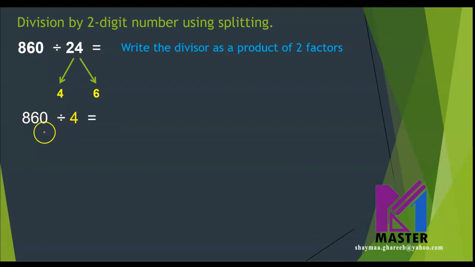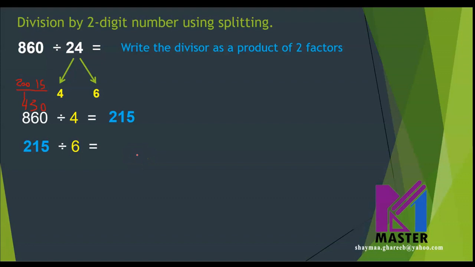Now find the half twice. The first half of 860 is 430, which is half of 800 is 400, and half of 60 is 30. So this is the first half. What about the second half? Half of 400 is 200, and half of 30 is 15. So 860 divided by 4 equals 215. Is this clear? Now I'm going to divide the 215 by 6.